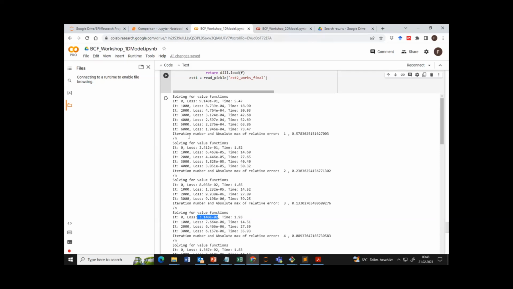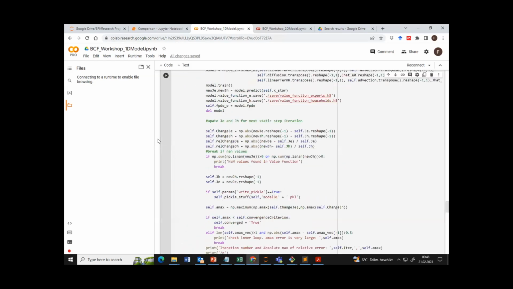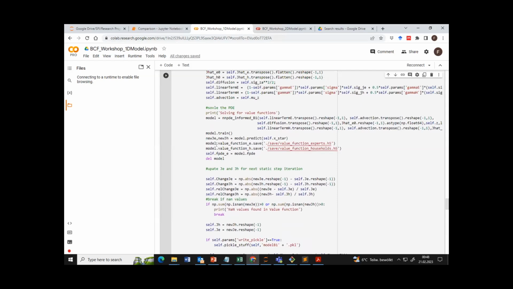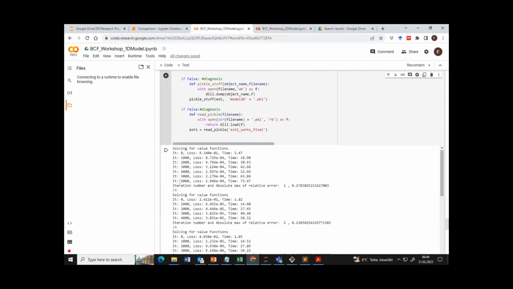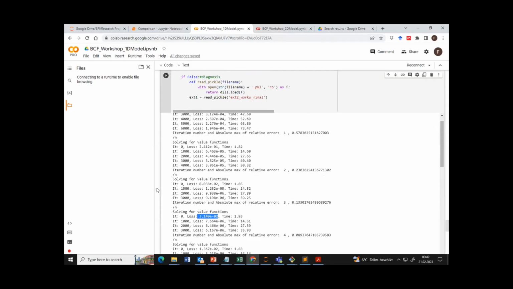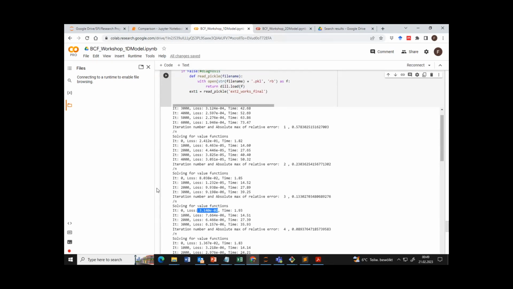And the reason is every time I solve this time iteration, I'm basically saving the model. I have a line here which says model.valuefunction.save. After running for 6,000 iterations, it saves all the weights and parameters of this neural network somewhere on your computer. At the start of the next time iteration, it just reads those weights and biases. So you have a much better guess, not just for the value function, but also for the weights and biases of the neural network.